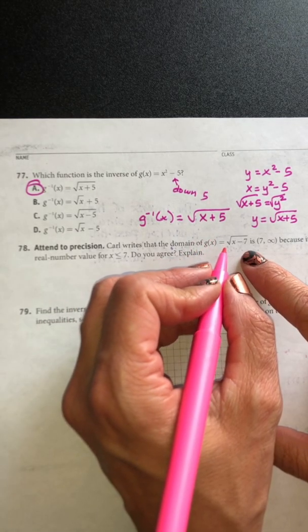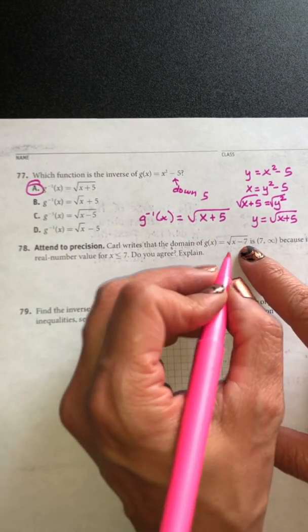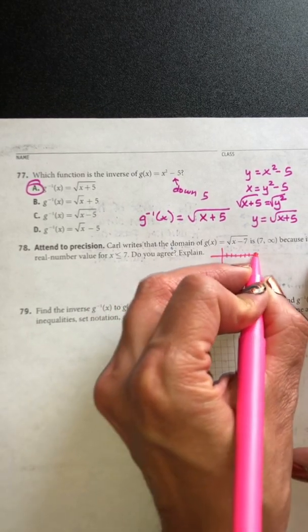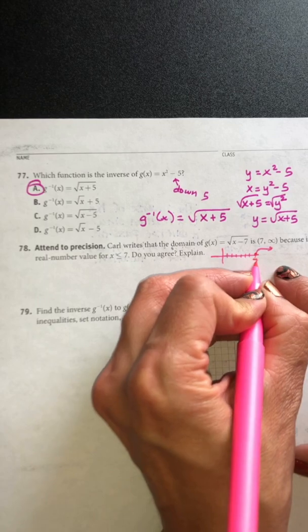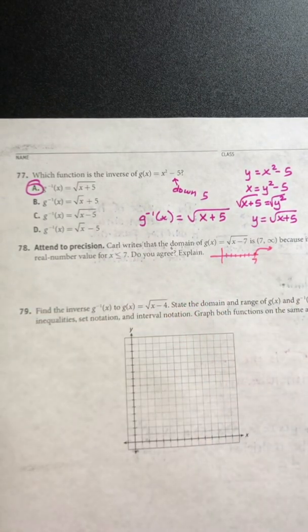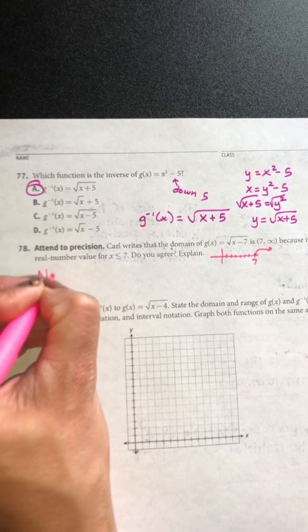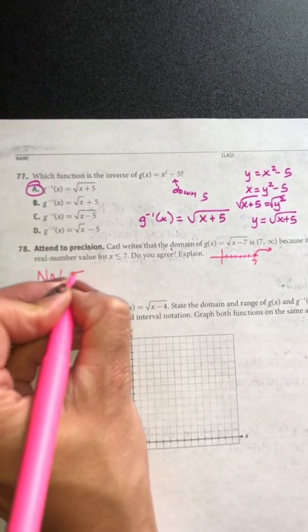It does have a real number value. We know that this is shifted to the right 7. So that means 1, 2, 3, 4, 5, 6, 7. It's right there. It has an endpoint on the point 7, 0. So I don't agree with Carl. So I'm going to say no. I don't agree with him.